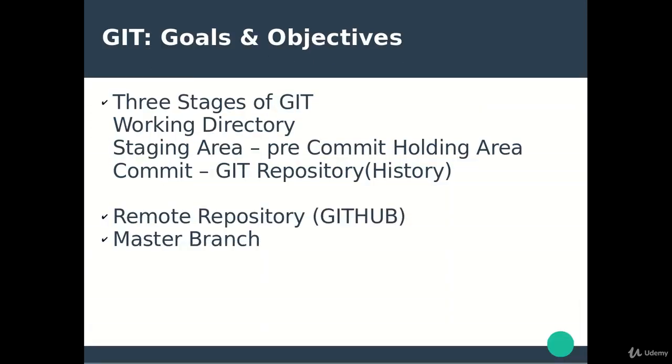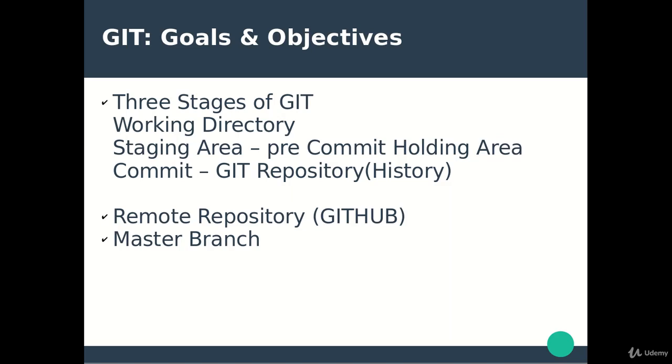Now, there are three stages of Git. The first stage is called the working directory. The working directory is the directory where the developer, the automation testers, and anyone else write the code or put anything which they want to commit using Git. Either the source files or the resources, all the things you are planning to commit using Git, you keep in your working directory.